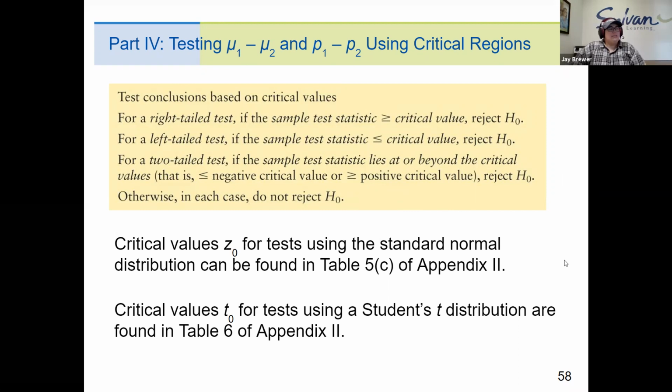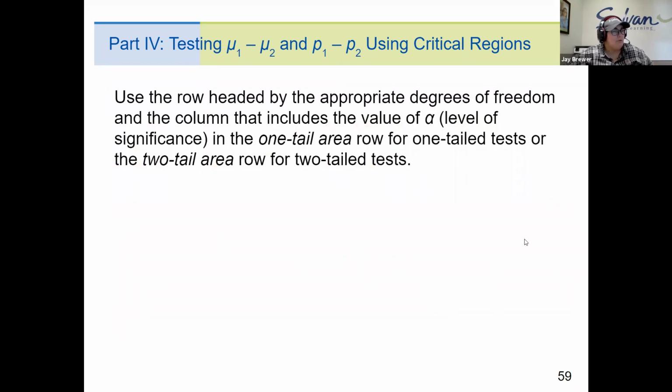Critical values Z sub 0 for tests using the standard normal distribution can be found in Table 5C of Appendix 2. Critical values T sub 0 for tests using the T distribution are found in Table 6 of Appendix 2. Again, I highly recommend you either print those out or print out your own copies from Google or save them or something. Use the row headed by the appropriate degrees of freedom and the column that includes the value of alpha level of significance in a one-tailed or two-tailed area.